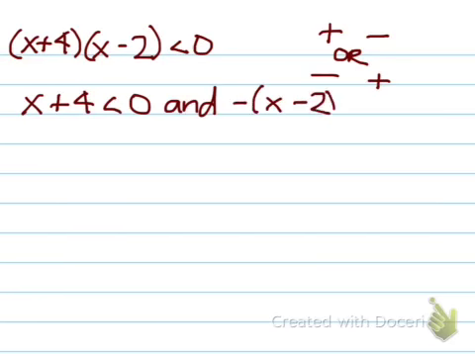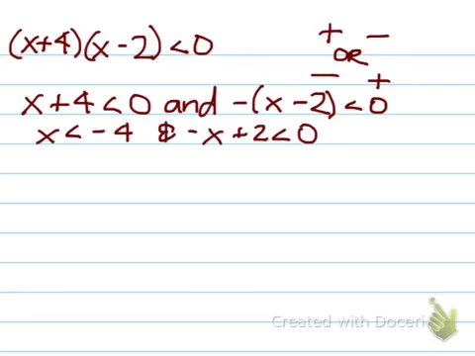So we'll do x + 4 is less than 0, and then -(x - 2) is less than 0. We'll go ahead and subtract 4 from both sides. To distribute that negative, we get -x + 2. Subtract 2 from both sides. Again, we're going to divide by a -1. So when we divide by a -1, we flip the sign. So x is greater than 2.